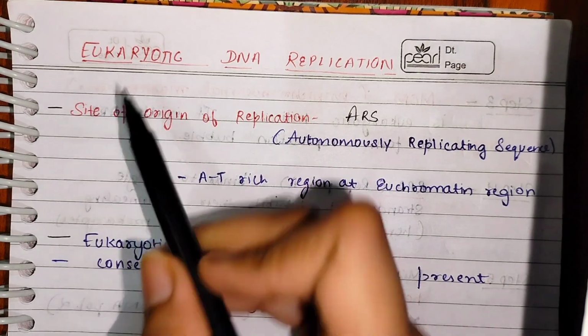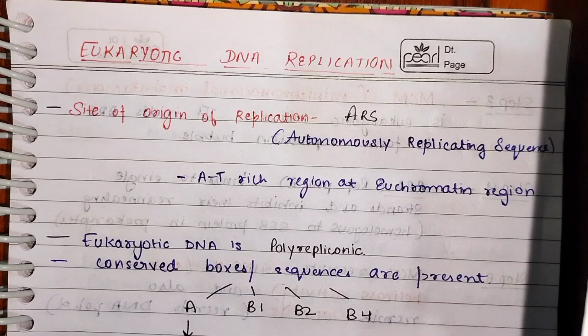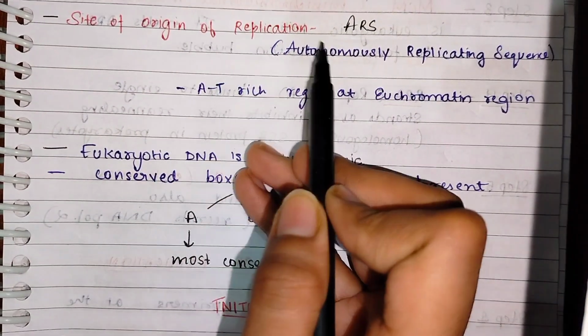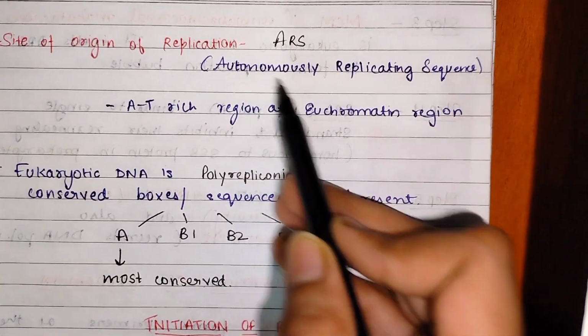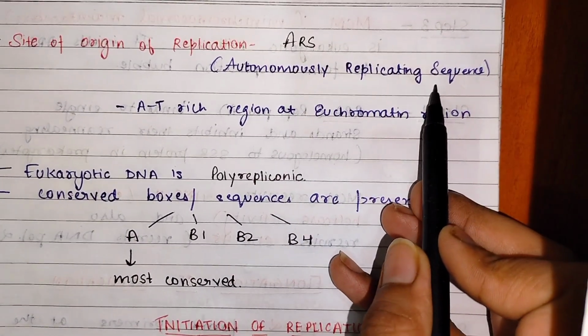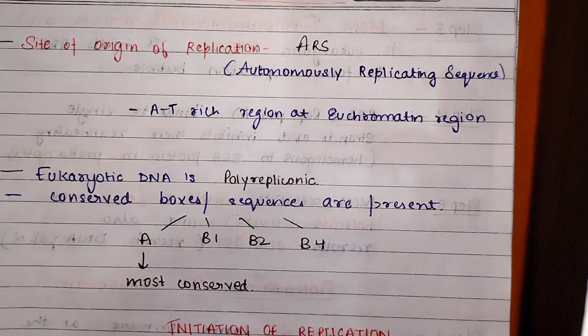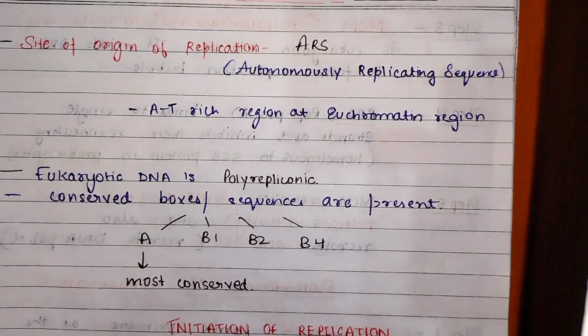In this video, we are going to study eukaryotic DNA replication. The site of origin of replication in eukaryotes is called ARS, autonomously replicating sequence. Like in prokaryotes, the origin of replication is called ORI. In eukaryotes, the origin of replication is ARS.